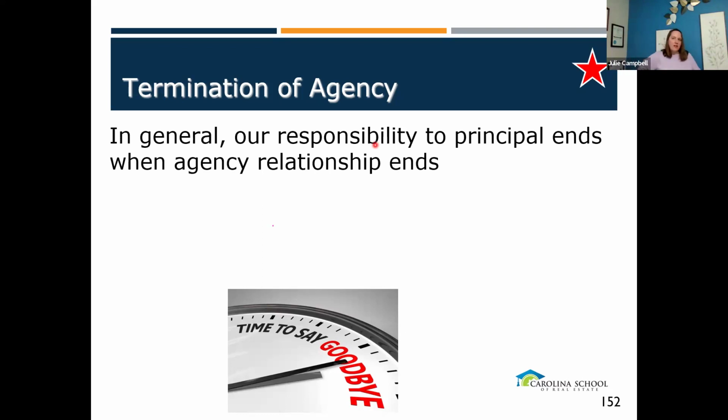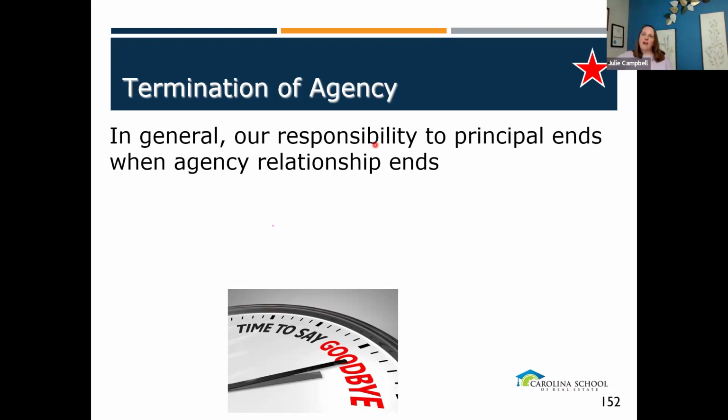Breach of either party. If either party breaches, again, these agency agreements are very specific about the firm's duties to the principal and the principal's duties to the firm. And if either party does or doesn't do what they say they will or will not do, they're in breach. Our agency agreement also specifies the consequences of breach. What happens if either party breaches? That could terminate an agency agreement.